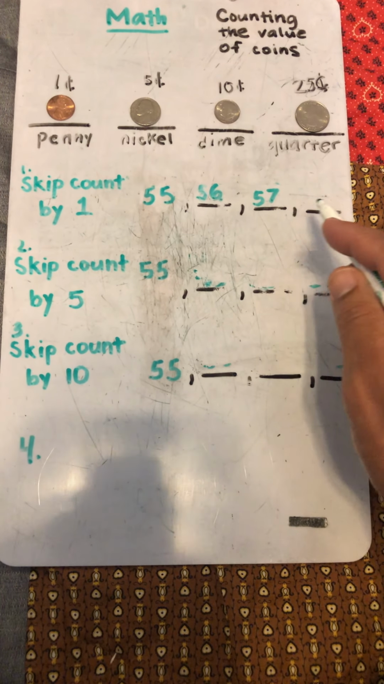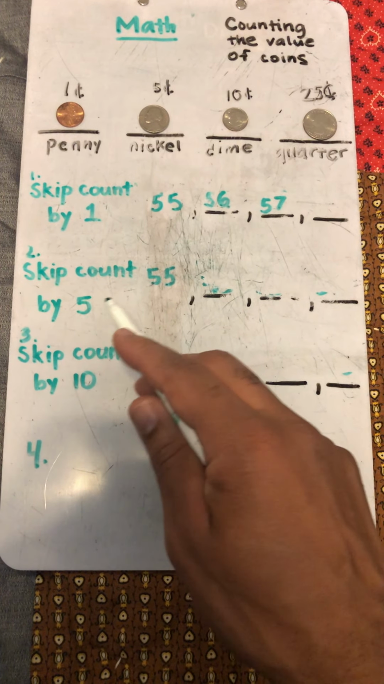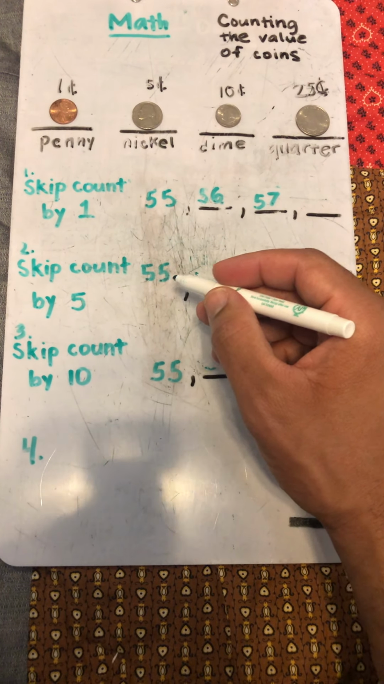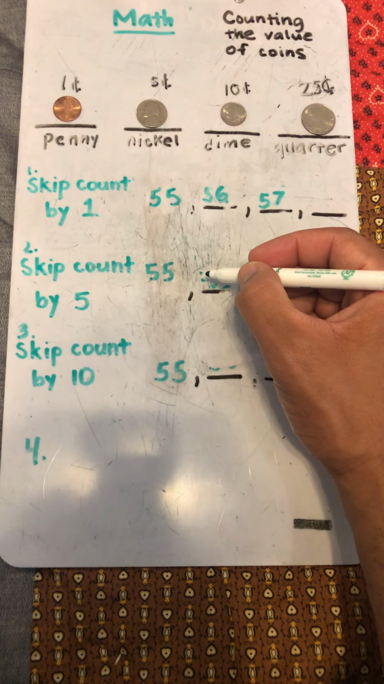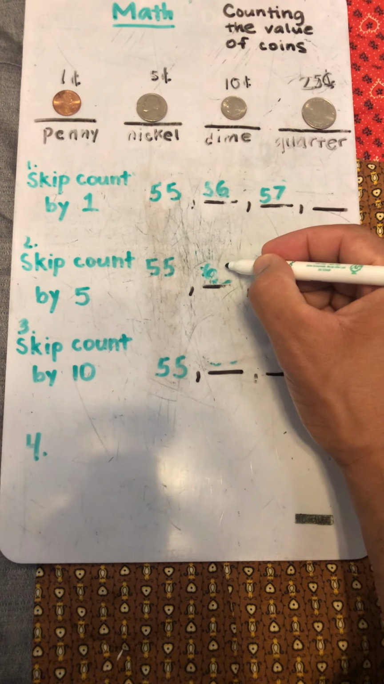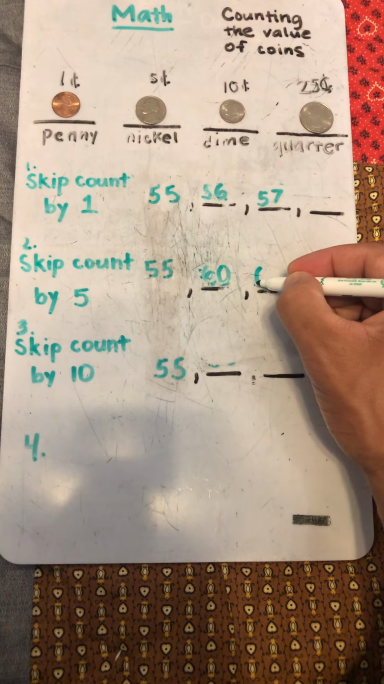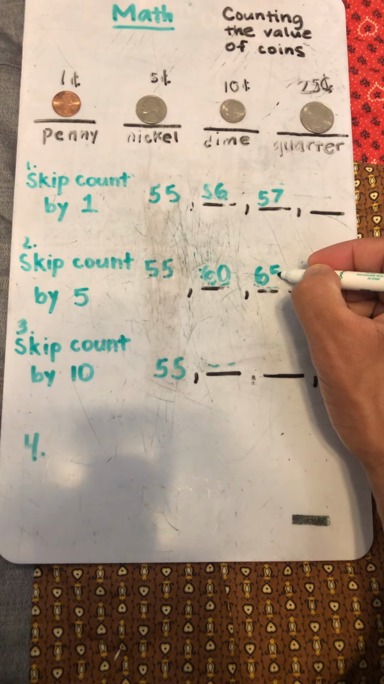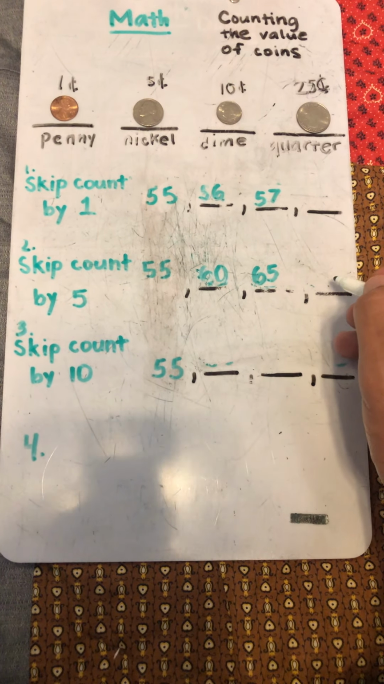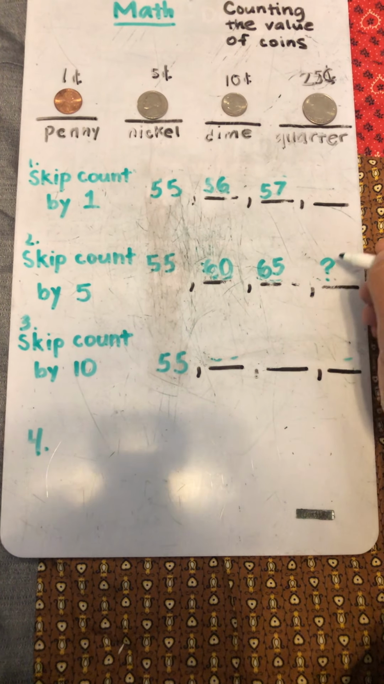For number two, we're going to finish a skip count by five pattern. Here I have 55 to start with again. From there I go 55, well 5 more would take me to 60. Another 5 would be 65. Again, what would be the next number in our pattern here? I'll even give us little question marks.